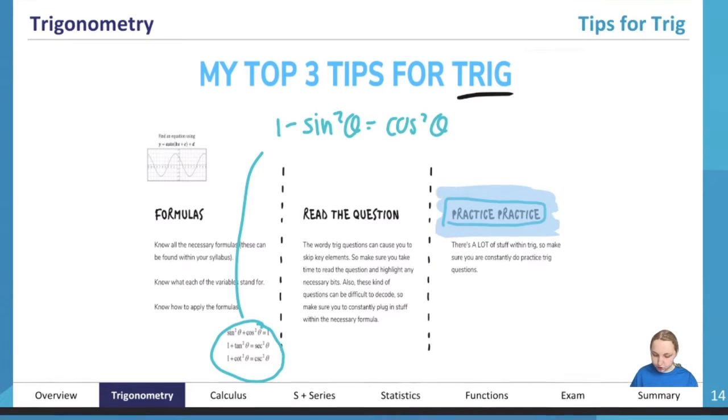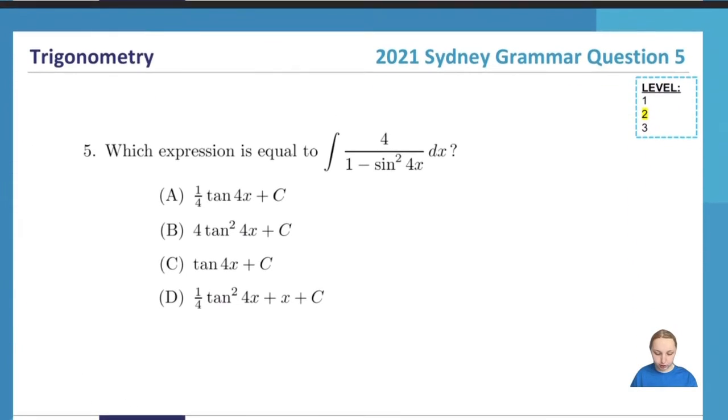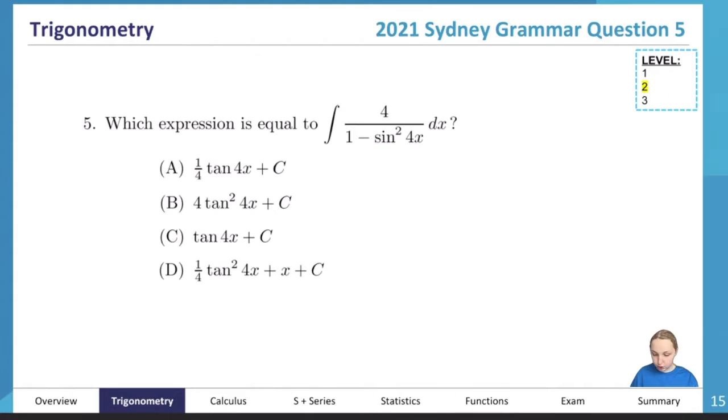Cool. So without further ado, we're going to have a look at our first trigonometry question for today. This was part of the 2021 Sydney Grammar trial paper. I'd rate this on a scale of 1 to 3 in terms of difficulty of trigonometric questions, about a 2. It's saying which expression is equal to the integral of 4 over 1 minus sine squared 4x dx. You've got 4 answer options: a quarter tan 4x plus c, 4 tan squared 4x plus c, tan 4x plus c, and a quarter tan squared 4x plus x plus c.